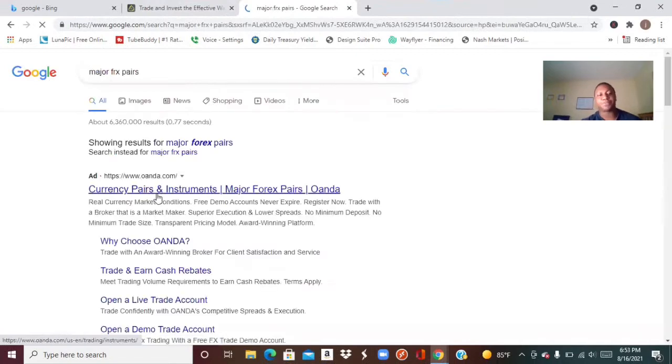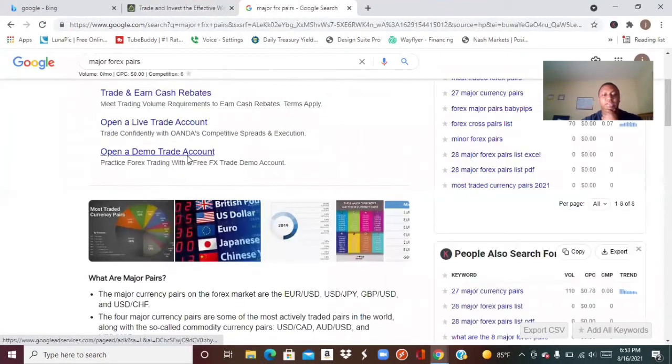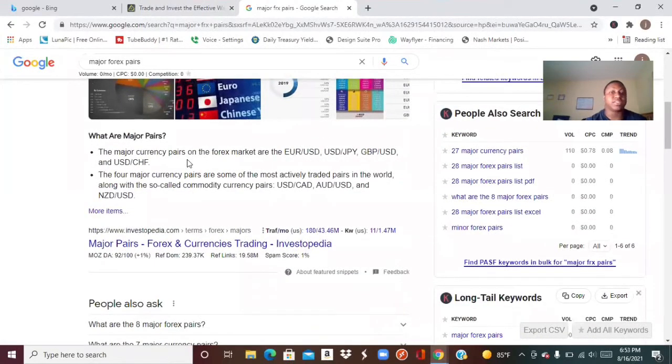Major Forex pairs are going to be things like the US dollar, the euro, the Japanese yen, the British pound, and the Swiss franc, right? Those are some of the major currencies. Now, the most traded currencies, they even have it on here. The US dollar versus the Canadian dollar is one of the most traded currencies. The Australian dollar versus the US dollar, and also the New Zealand dollar versus the US dollar.